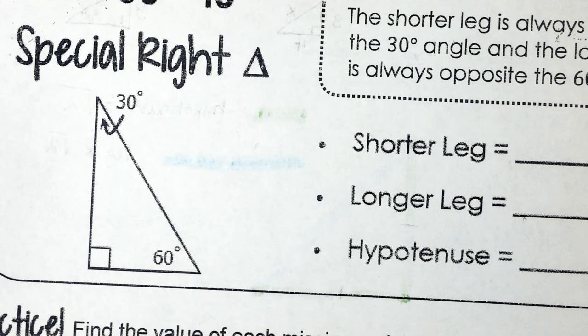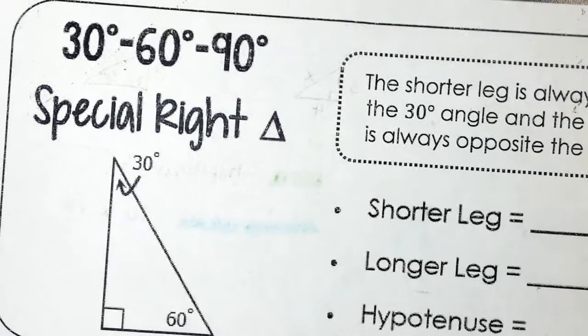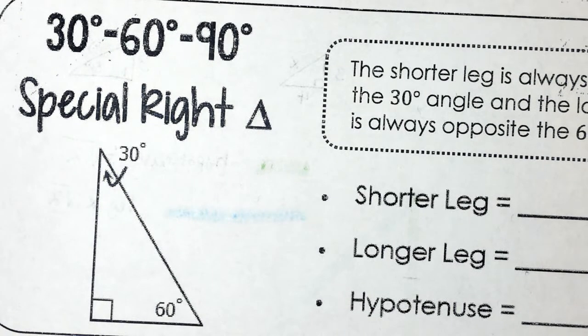Alright, moving on. 45, 45, 90. That's the easy one. Because you're only going back and forth. You only do one or two things. This is the one right here kids have a little bit more trouble with. 30, 60, 90. Because there's 3 different moves you have to do. But I'm going to try to talk slow so y'all can see how to do this.